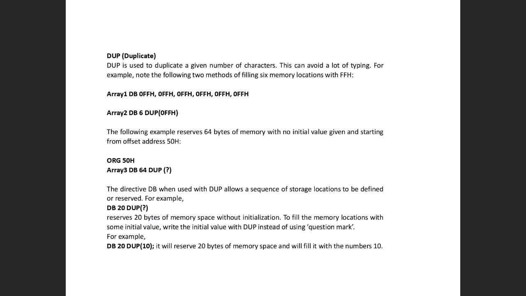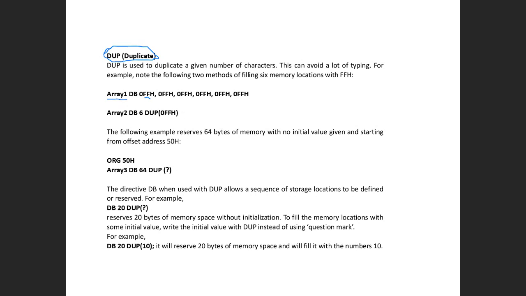Then DUP, I said already, DUP is for duplicate. If we do the same thing, the same type of data, then we can use DUP. For example, if we use array1 DB FF. So why do we actually use 0? FF is enough, 8-bit, but why use 0 here?